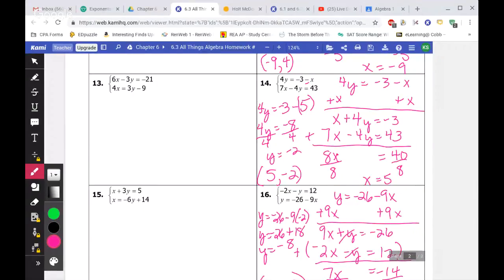Okay. 13, one of the two equations is not in standard form, so I need to get it in standard form. That's the second equation, so what we have to do to get it there is to subtract 3y from both sides. That way it'll put our x and our y's on the same side. So we have 4x minus 3y equals -9. Now we'll take that top equation and line it up underneath our second equation.